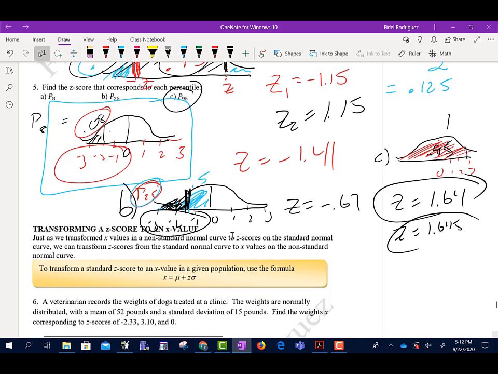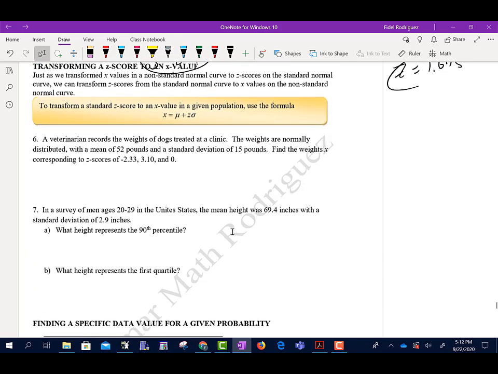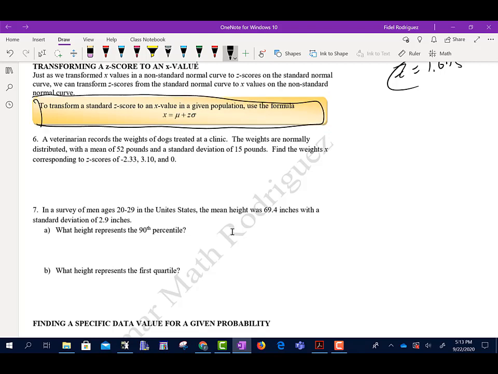Okay, so let me scroll down a little bit more here. And now it says, let me just erase this so we can see everything. Here we go. Okay, transforming a z-score to an x value. Just as we transformed x values in a non-standard normal curve to z-scores on the standard normal curve, we can transform z-scores from the standard normal curve to x values on the non-standard normal curve. Okay, so it gives me a little formula right here. This formula is going to be helpful. So let's take a look. It says, to transform a standard z-score to an x value in a given population, use this formula.